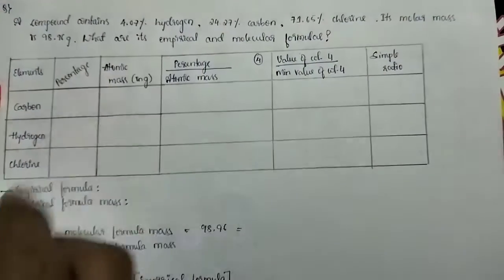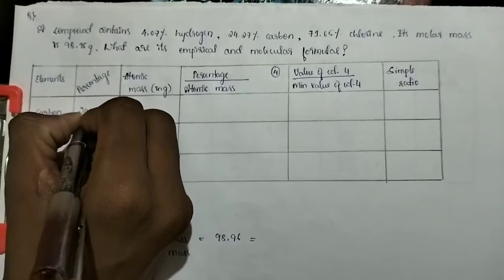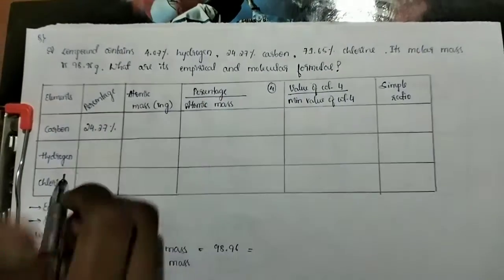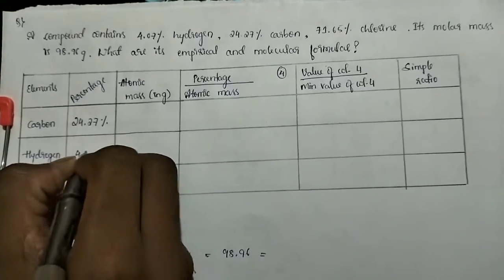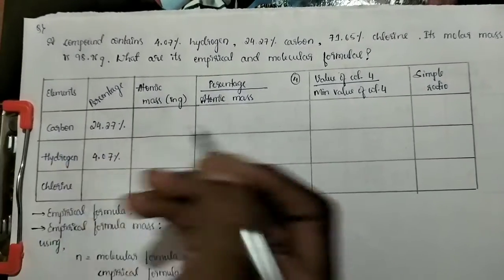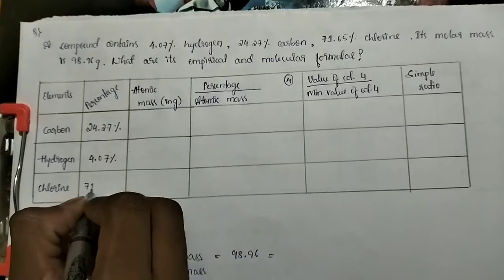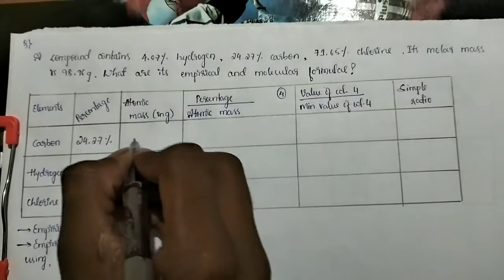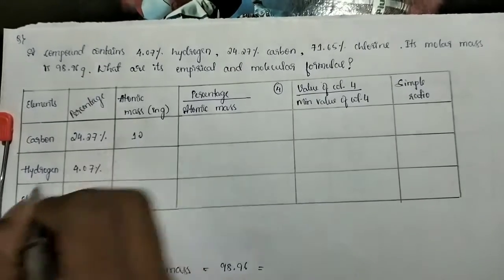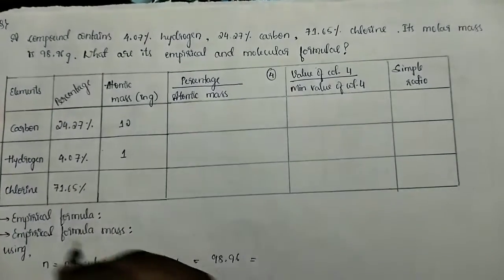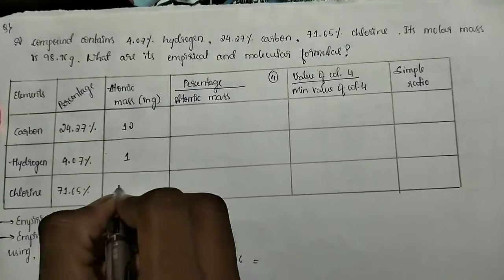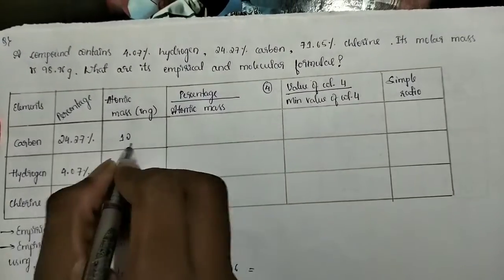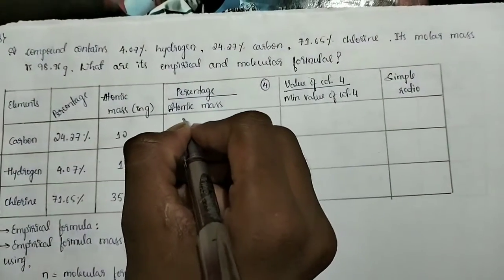So first I am going to write down the percentages of each. For carbon it's 24.27, and for hydrogen it's 4.07%, for chlorine it's 71.65%. We know that the atomic mass of carbon is 12 grams, hydrogen is 1 gram, and chlorine is 35.5 grams.